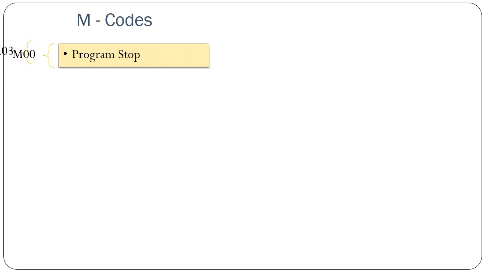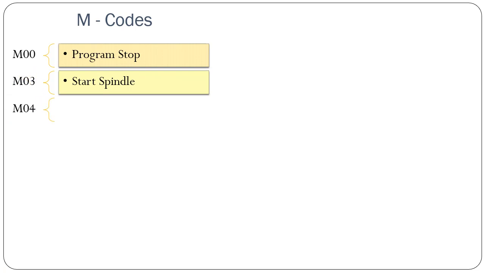Important M codes. M00 is used to stop the program. M03 is used to start the spindle. This code should be used with spindle speed.